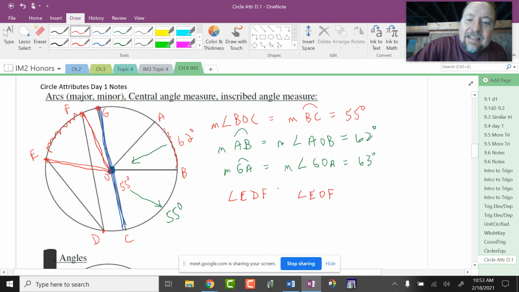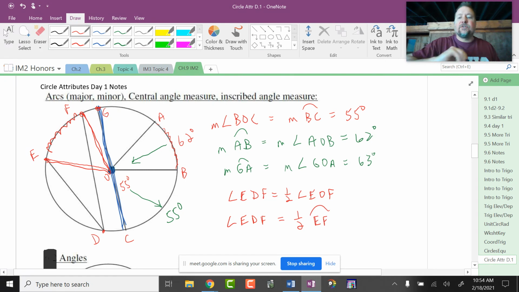So angle EDF is actually smaller than EOF. I want you to understand what happens with an inscribed angle compared to its intercepted arc. Actually, the relationship is, it is half of the arc that it intercepts. So angle EDF is not equal to the arc it cuts. It is equal to half of the arc that it cuts. So that's what you need to understand for what's called an inscribed angle.